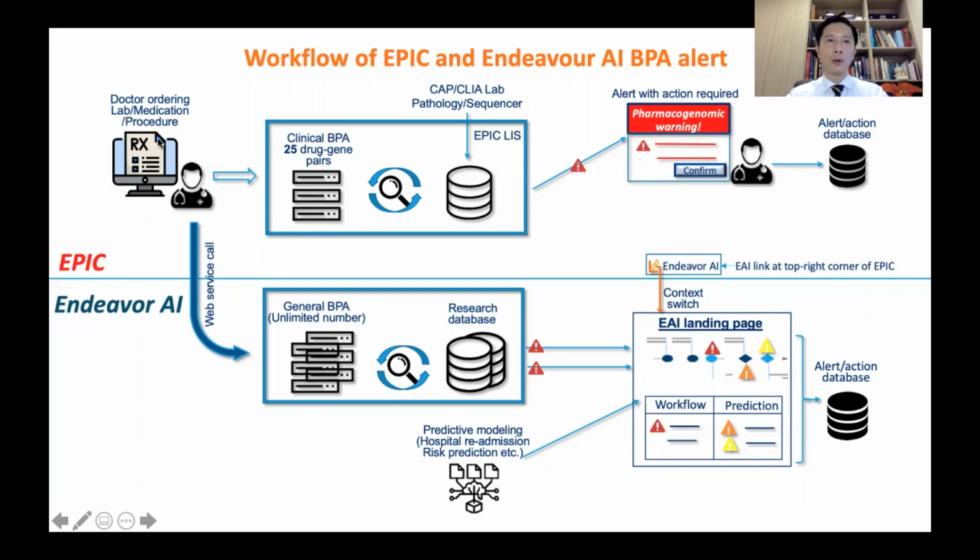So for example, when the doctor orders a particular medication, it will check against its database, both in the clinical database as well as in the research databases, whether patients have particular genes that might affect this particular drug that the doctor is prescribing, and then trigger a pharmacogenomic alert to the clinician.